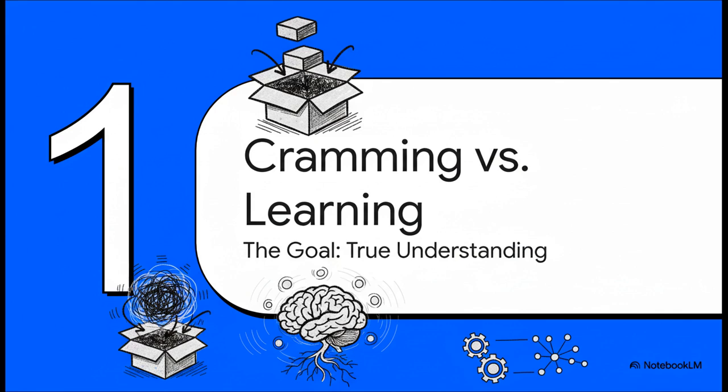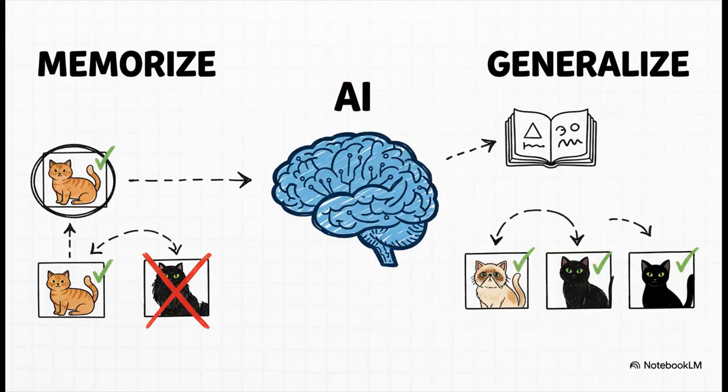So the big question is, how do we force an AI to truly learn and not just cram for the exam? The goal is to get it to generalize. Think about it. For an AI to be useful in the real world, it can't just memorize the specific pictures of cats it's already seen. It has to actually understand the idea of catness so it can spot a cat it's never seen before. It needs to apply its knowledge to totally new situations, just like a student has to go from doing the homework to acing the final exam.